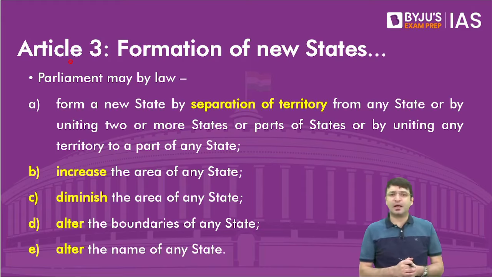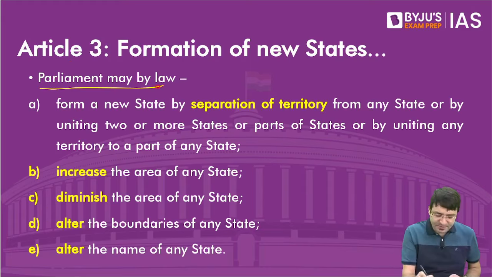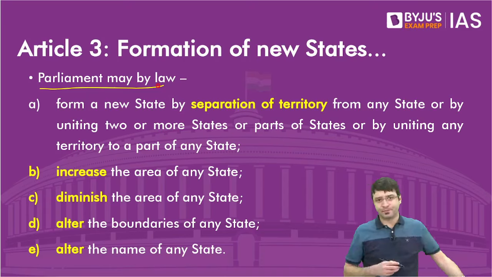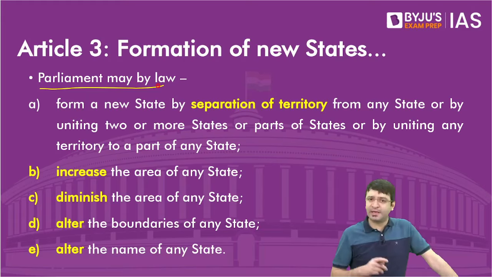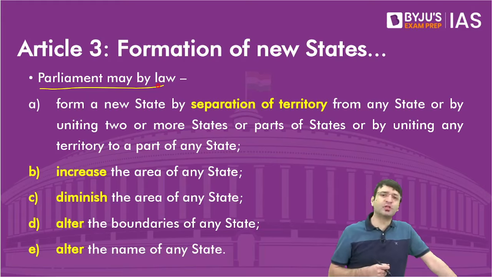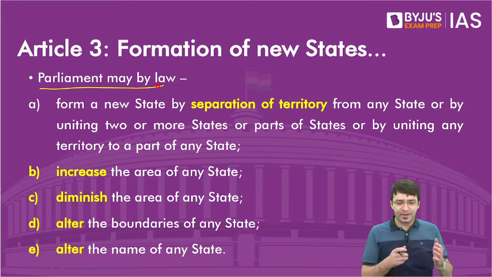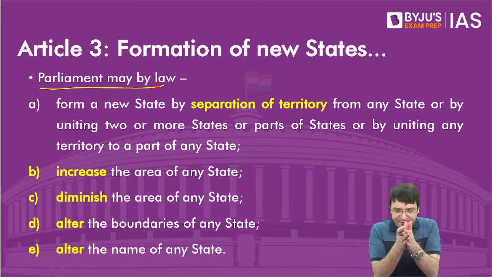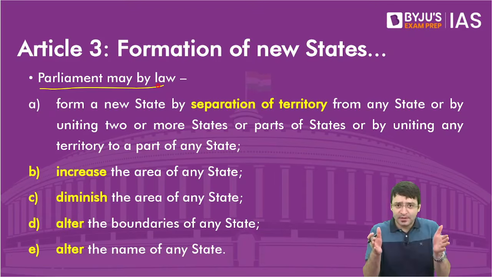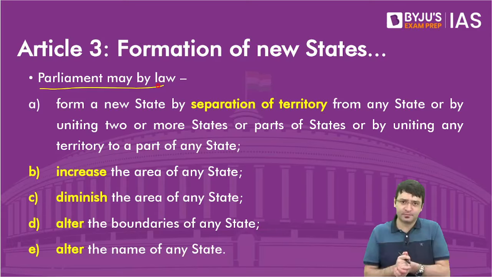Now let's look at Article 3 of the Constitution. Parliament may, by law. What can Parliament do? It can pass a law. Through this law, what can Parliament do? It can bifurcate a state. That means one state can be split into two or more.